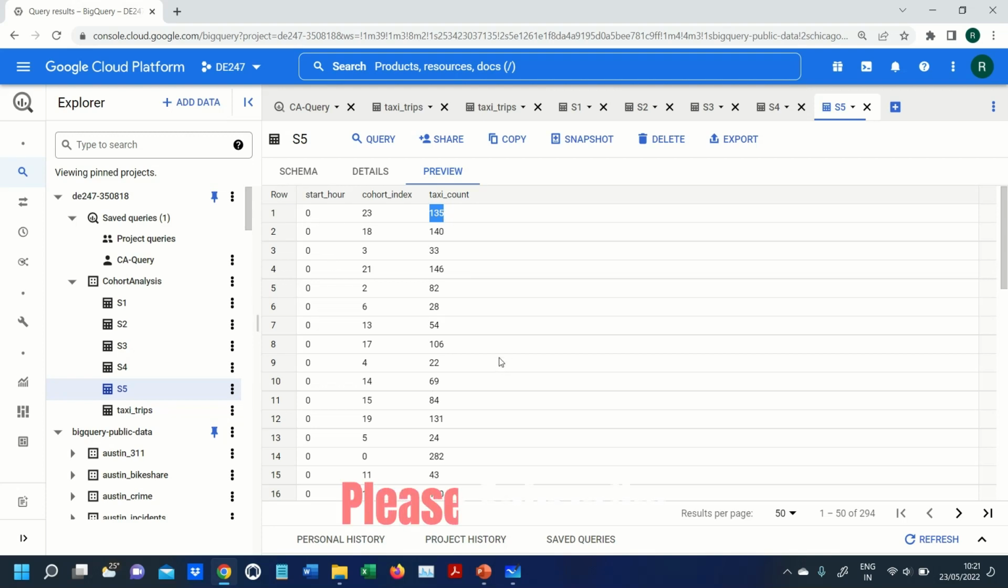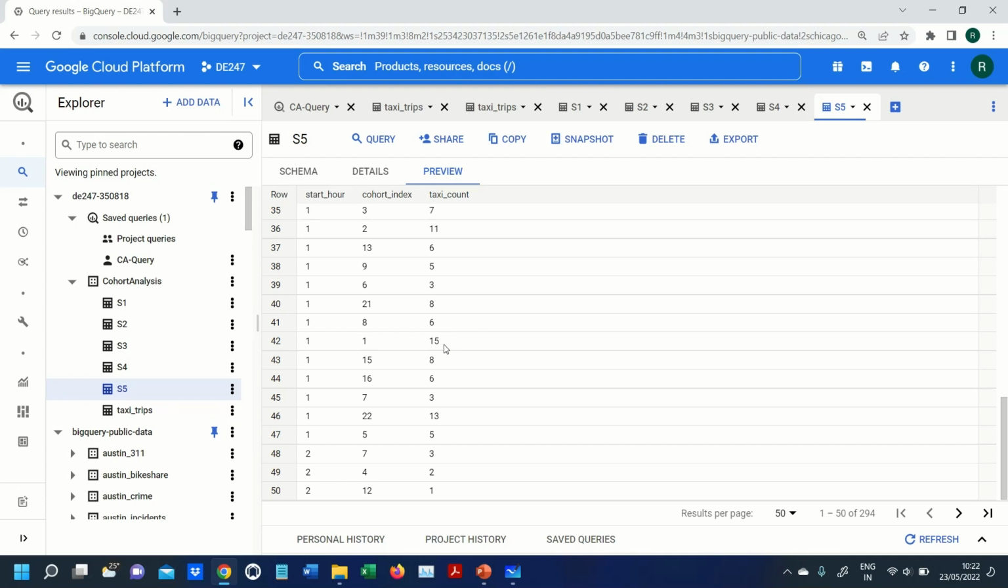This table tells the complete story. There are 135 taxis that started at the 0th hour and had some transactions during the 23rd hour. Like that, there are around 15 taxis that started at the 1st hour and had some transaction during that particular subsequent hour. So let me tell what this story tells.